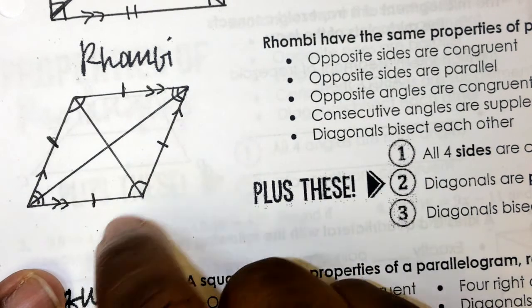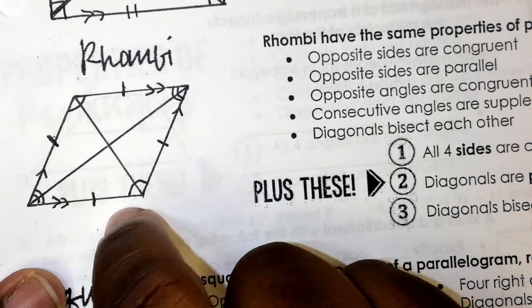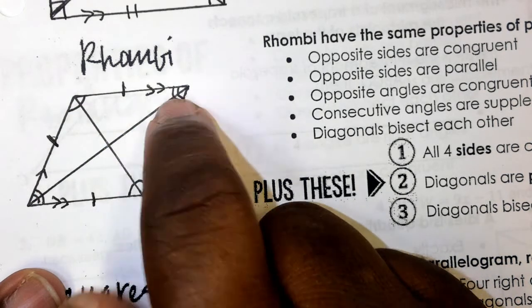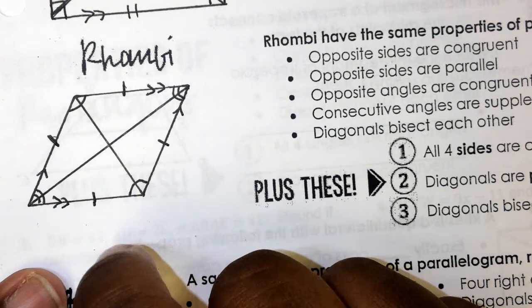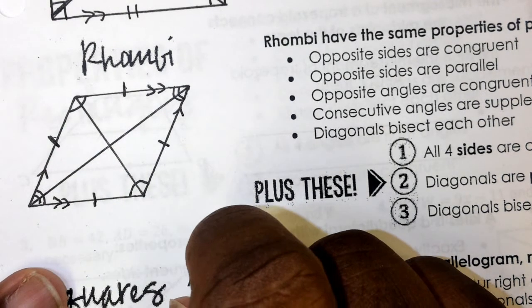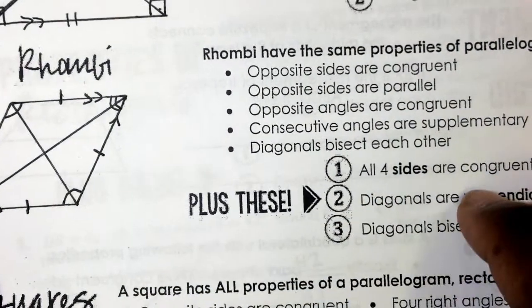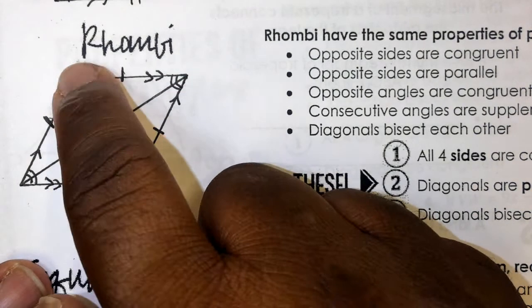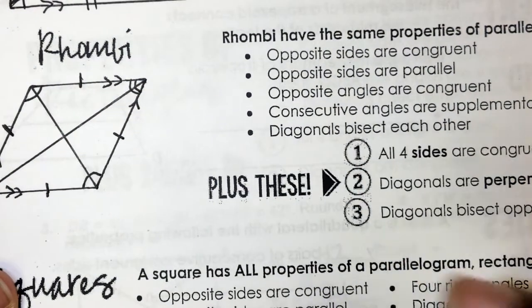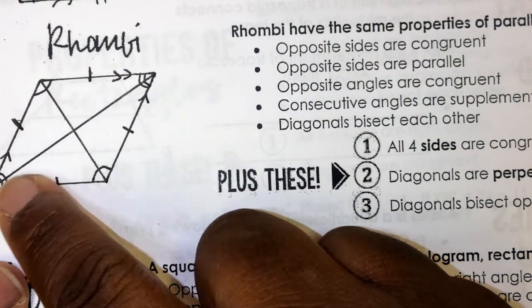We marked our sides as congruent to each other. All 4 sides are congruent, so it should be one single mark on all 4 sides. We marked our opposite sides parallel here and here. We marked our opposite angles as congruent here and here, and then here and here. And we know that our consecutive angles are supplementary.